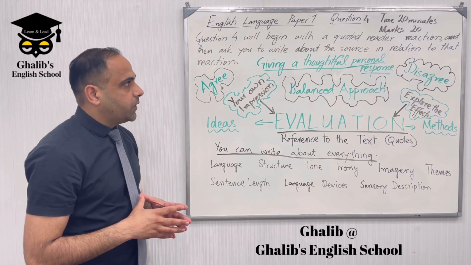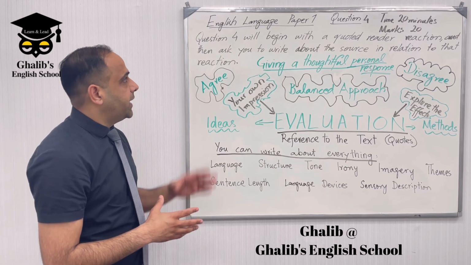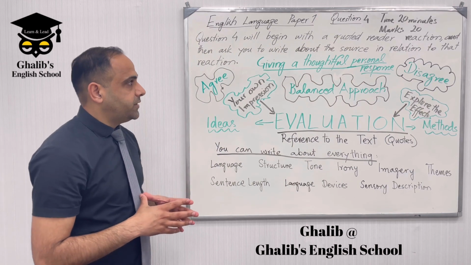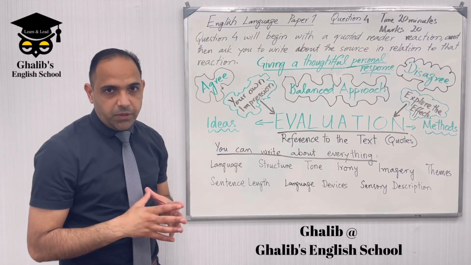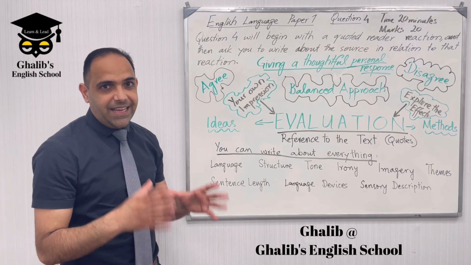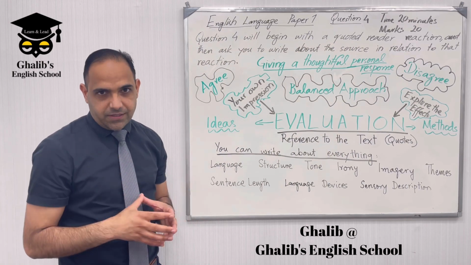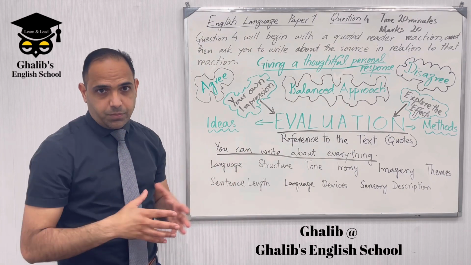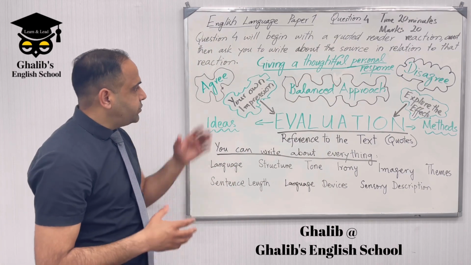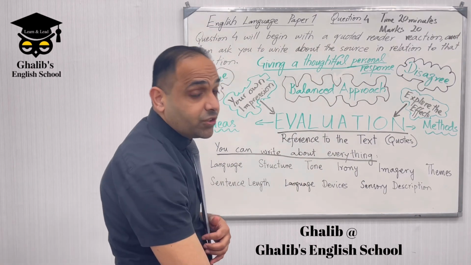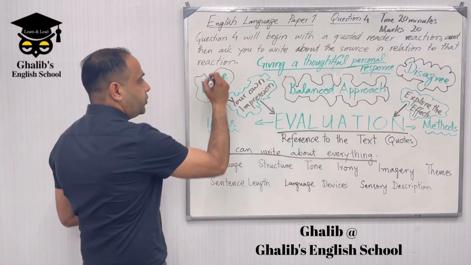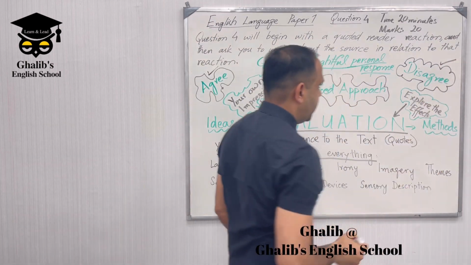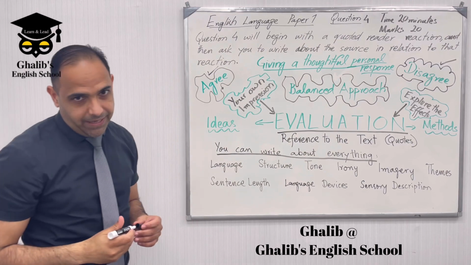This question will begin with a quoted reader reaction, and then it will ask you to write about the source in relation to that reaction. So there may be a student or somebody who has left a reaction about a particular section of this source, and you're going to be giving your response to that. You have three options: you can agree with that statement, or disagree with that statement, or keep your approach balanced.